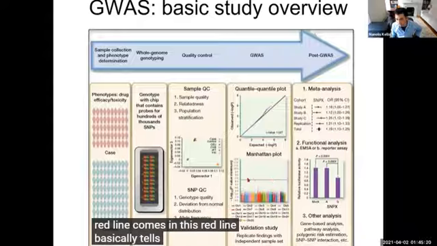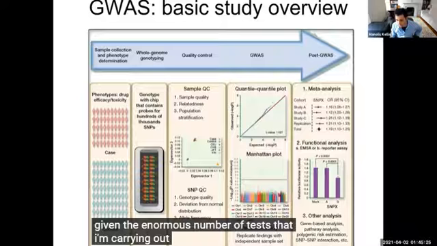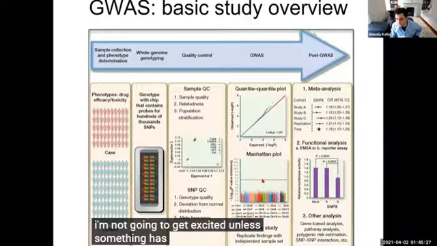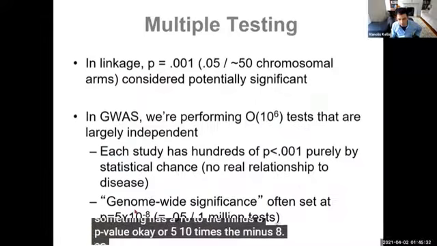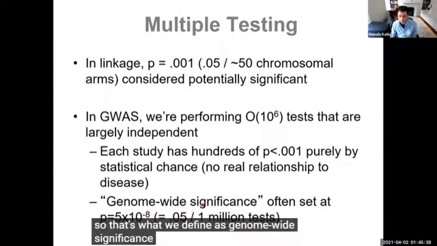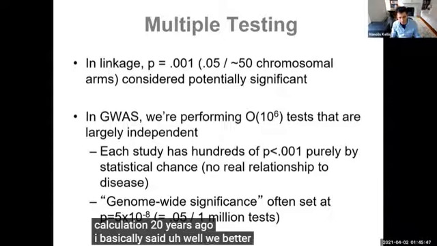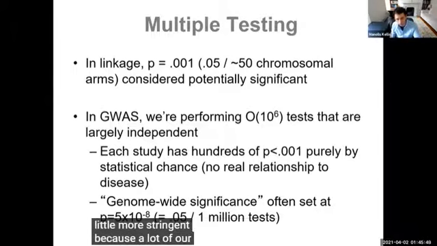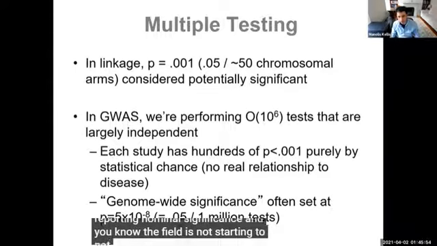This red line basically tells me, given the enormous number of tests that I'm carrying out, I'm not going to get excited unless something has a 10 to the minus 8 p-value. Okay, or 5 times 10 to the minus 8, so slightly less stringent than 10 to the minus 8. So that's what we define as genome-wide significance. And this was based on a back of the envelope calculation 20 years ago that said, well, we better be a little more stringent because a lot of people are reporting nominal significance, and the field is starting to not trust us.